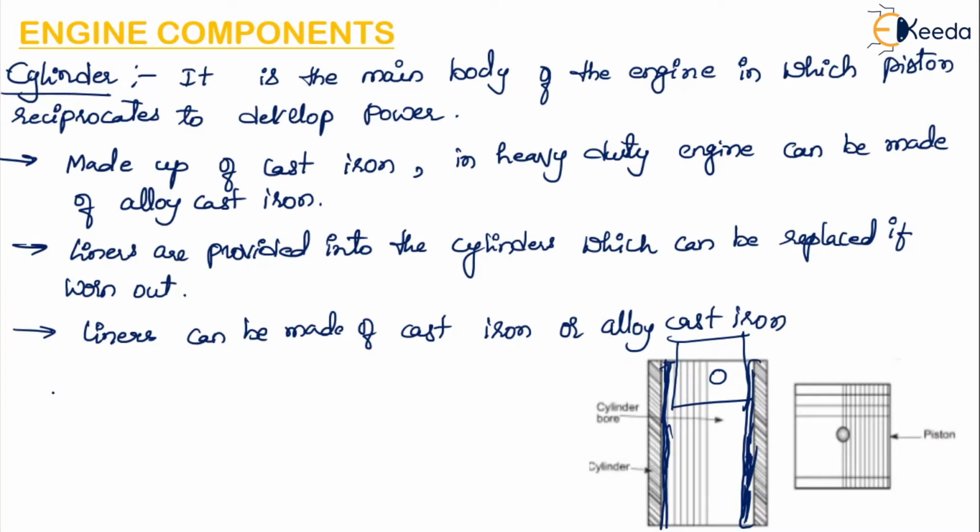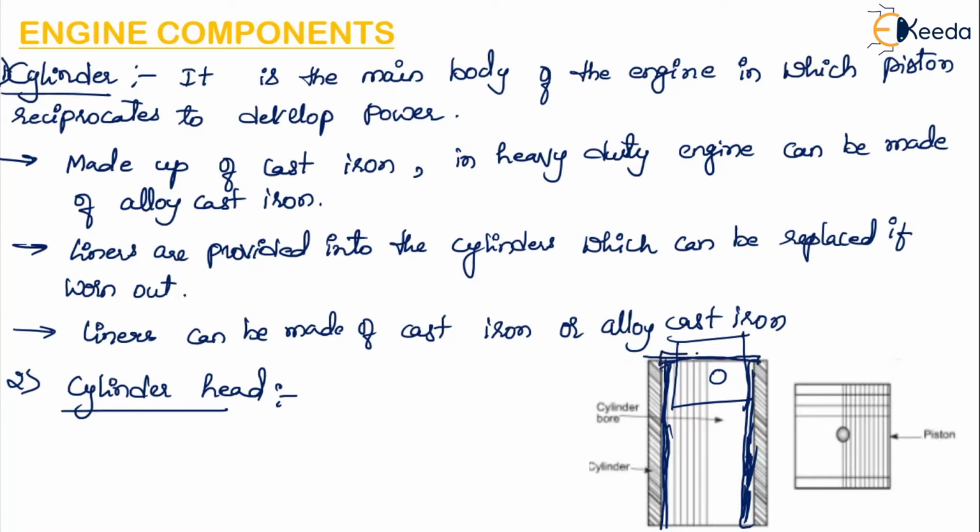The next component is the cylinder head. So second component. So cylinder head, it closes one end of the cylinder. It houses the inlet and exhaust valve through which the charge is taken inside the cylinder and the burnt gases are exhausted to the atmosphere from the cylinder. So here it will close one end of the cylinder.